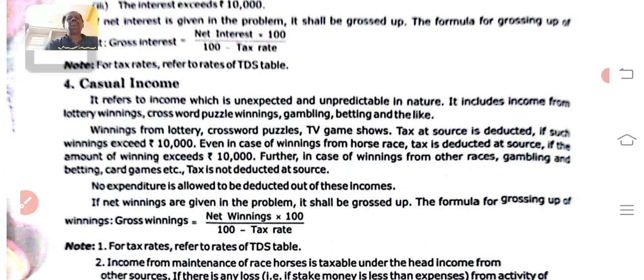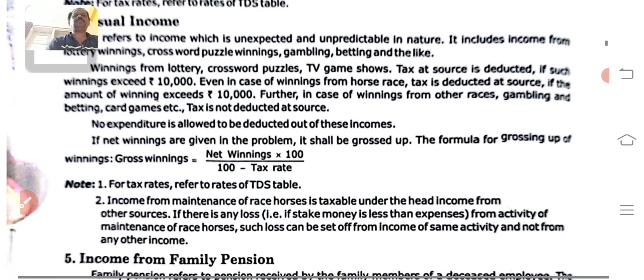Further, in case of winnings from other races, gambling and betting, card games, tax is not deducted at source. Even no expenditure is allowed to be deducted out of this income. If net winnings are given in the problem, it shall be grossed up. What is the formula for grossing up winnings? Gross winnings is equal to net winnings into 100 divided by 100 minus tax rate.